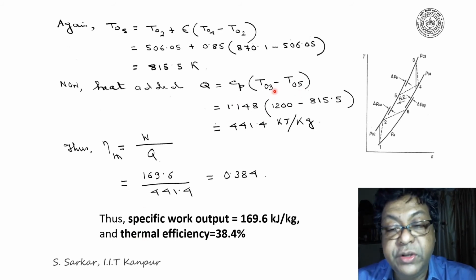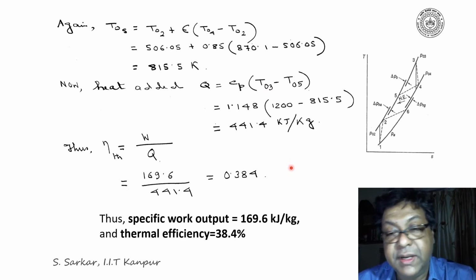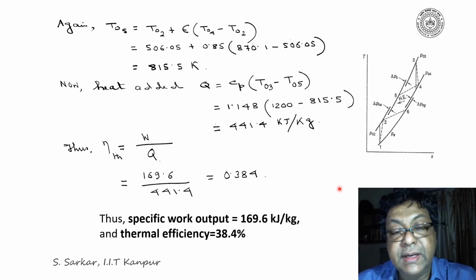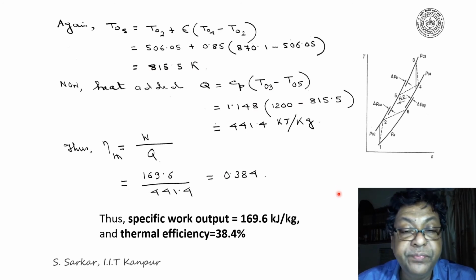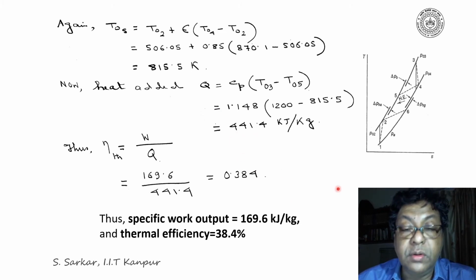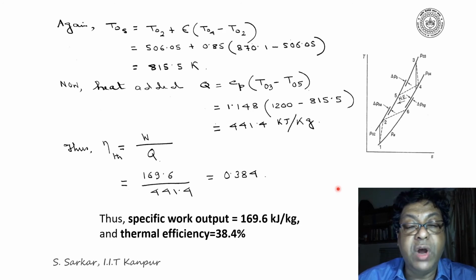Thus, heat addition Q is equal to Cp into T03 minus T05. I know T03 as 1200. T05 I have evaluated as 815.5. Cp I know as 1.148 for the gas. Thus, Q I have evaluated as 441.4 kilojoule per kg.